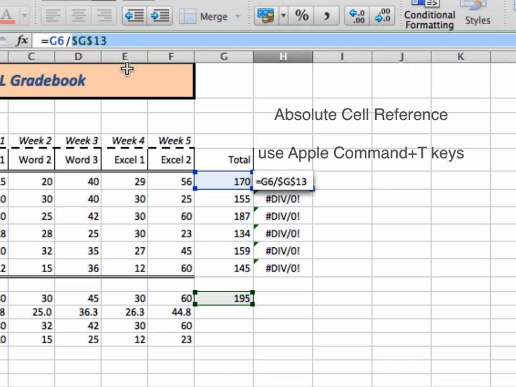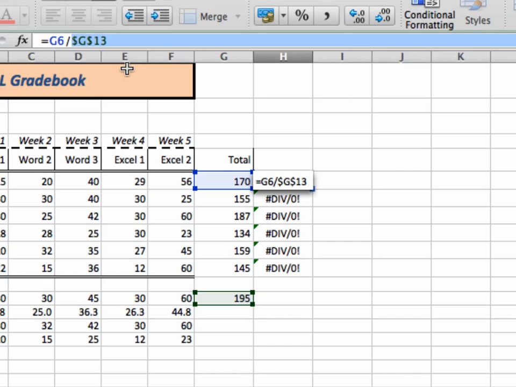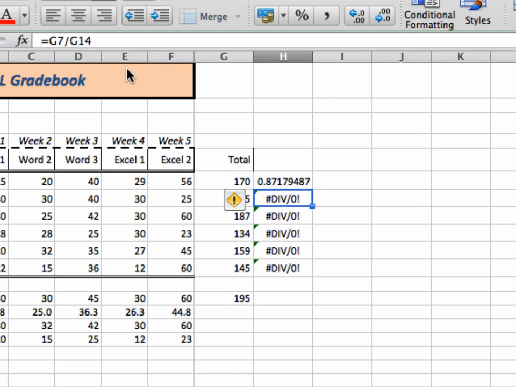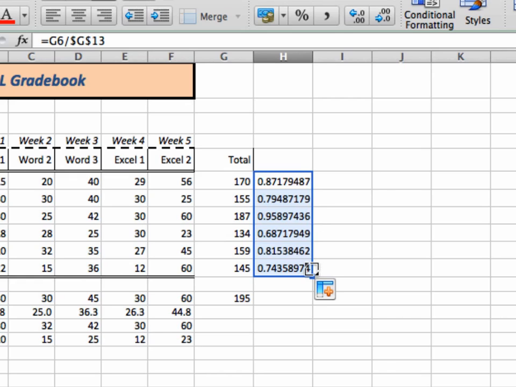What that does is add dollar signs. That's the symbol that distinguishes this cell from the relative cell. Absolute, dollar signs. Relative, like G6, no dollar signs. Hit the enter key, we get the same answer. But now when I copy this particular cell down, all the rest of the cells give me an answer. And as we look at each one, notice the G13 doesn't change. All right? Absolute cell reference.